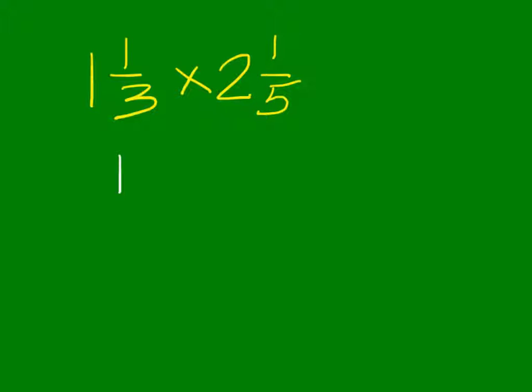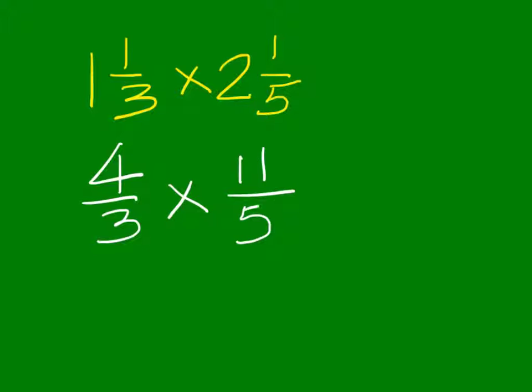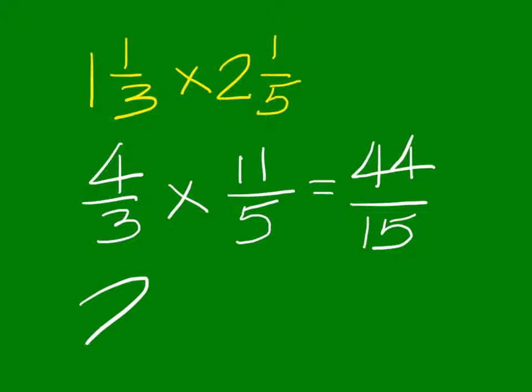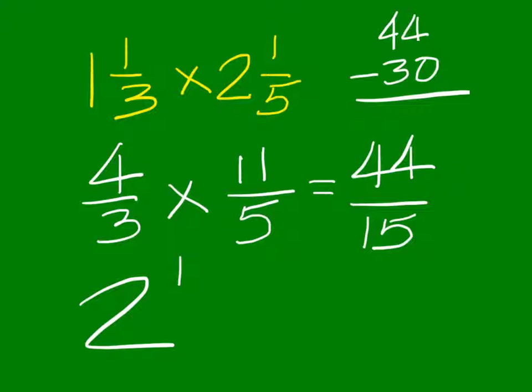1 1/3 is 4/3 as an improper fraction, and 2 1/5 is 11/5 as an improper fraction. So when I multiply straight across, I get 44/15. 15 will go into 44 twice. Now 15 times 2 is 30. 44 minus 30 is 14. 2 14/15.